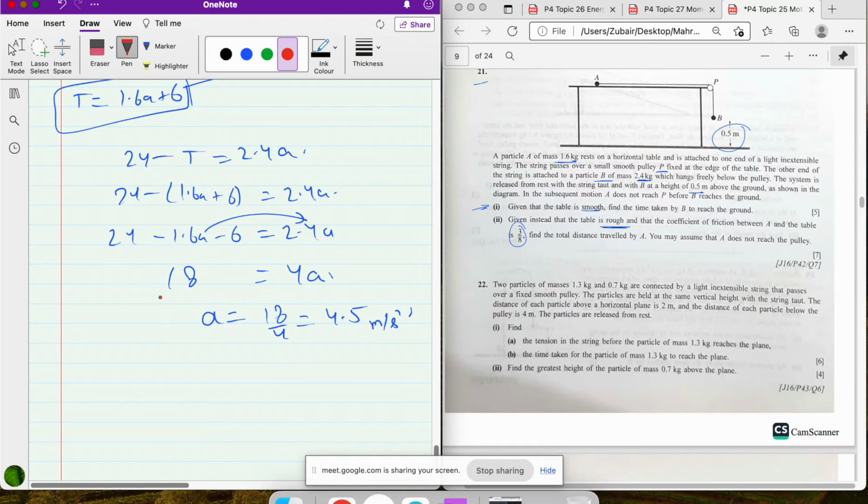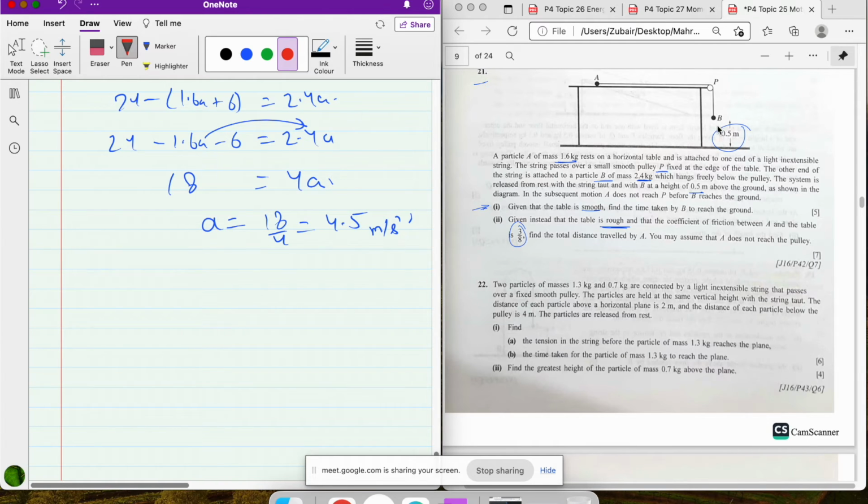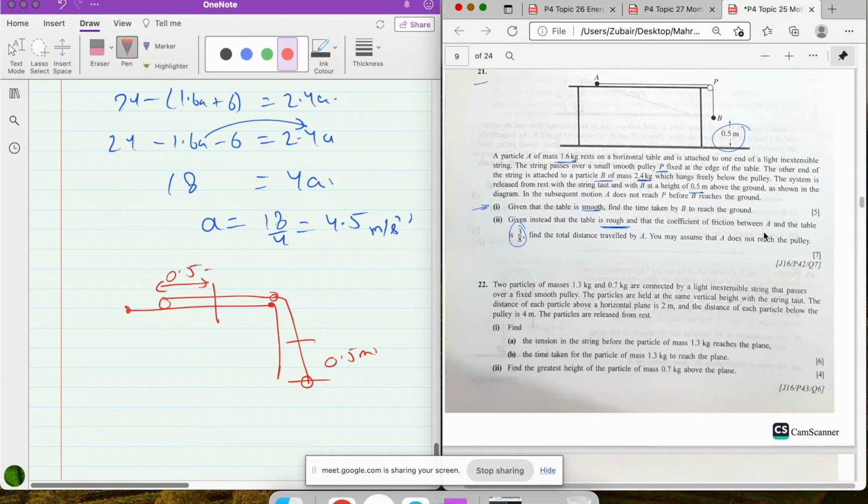Now we have the acceleration. The particles A and B are accelerating with this magnitude. B would reach the ground after traveling 0.5 meters, and at the same time A would also have traveled 0.5 meters. The demand of the question is to find the distance traveled by A. So this is the distance A already traveled when it was connected to B. Now B is on the ground and A would keep moving due to its speed.